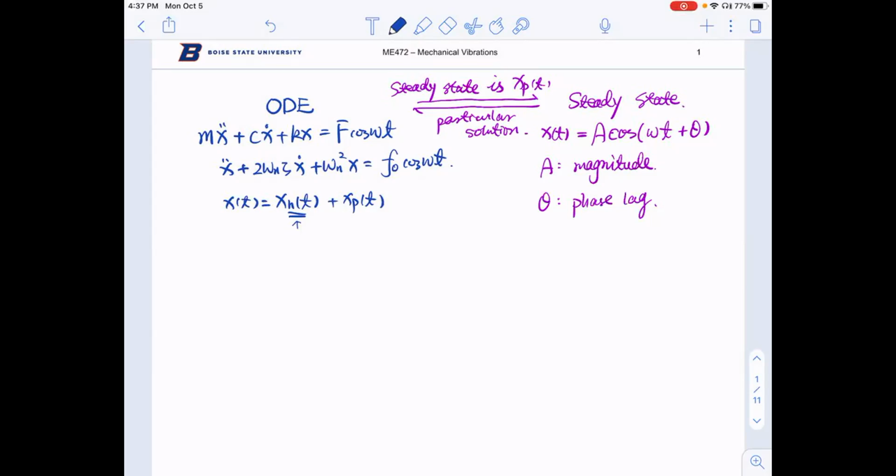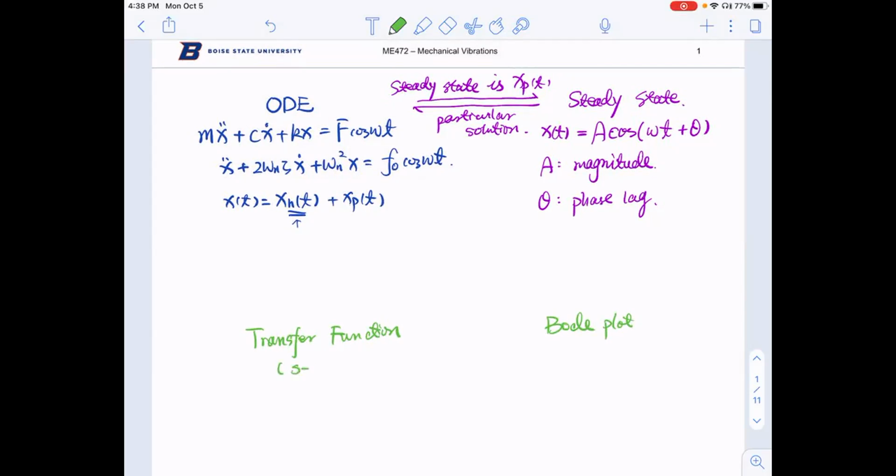All right. So in this section, we're talking about, if the ODE is given, how can you find the steady state? Solving the ODE and finding x_p is one option, but it's not the most convenient one. So that's why we introduce two other concepts. The first concept is called transfer function. And the second concept is called Bode plot. Even though they have two different names, they're actually connected. They represent the same thing in two different ways. In the transfer function, we represent everything in the s domain. For the Bode plot, we represent everything in omega, or the frequency domain.